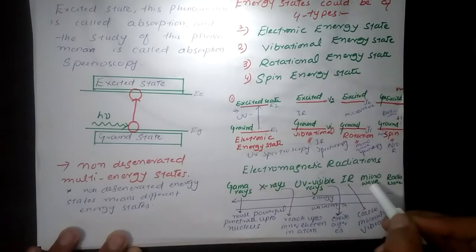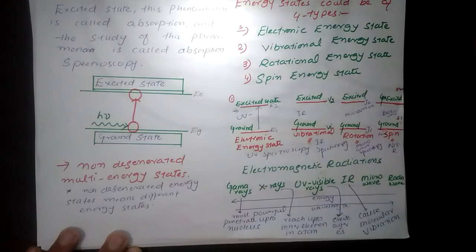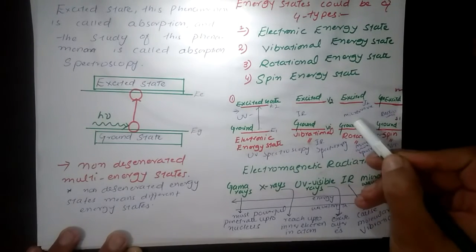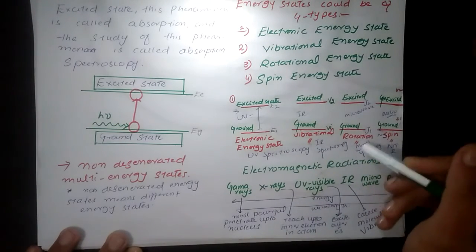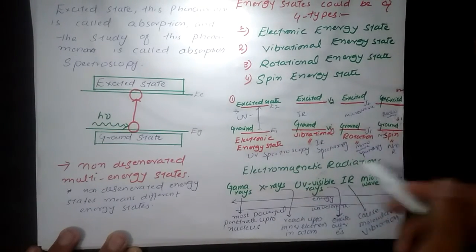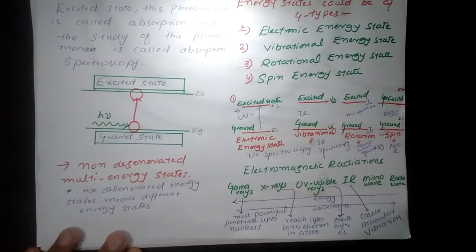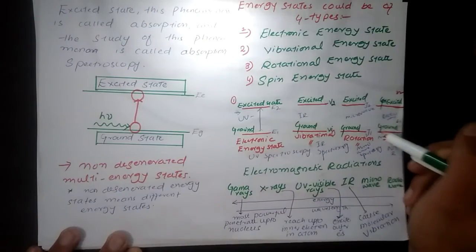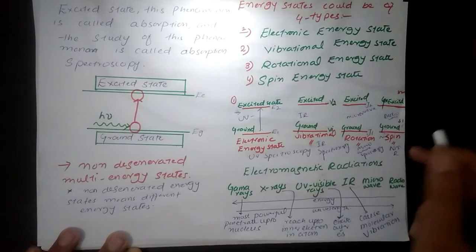The next one is microwave. Microwaves could cause molecular rotation, right? So they could be used here, and we use this in microwave spectroscopy, right? And the next one is radio waves. Radio waves cause nuclear spin flipping. This is nuclear spin, right? So if you use radio waves, they would cause nuclear spin flipping, and we study this in NMR, right? So this is all about absorption spectroscopy.